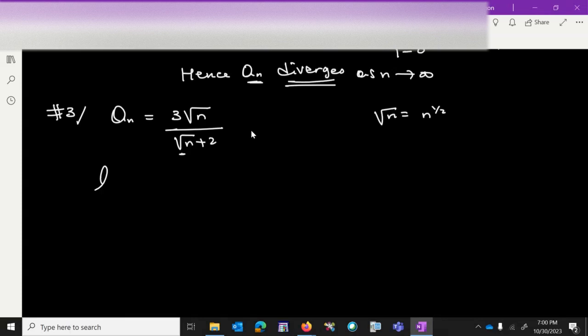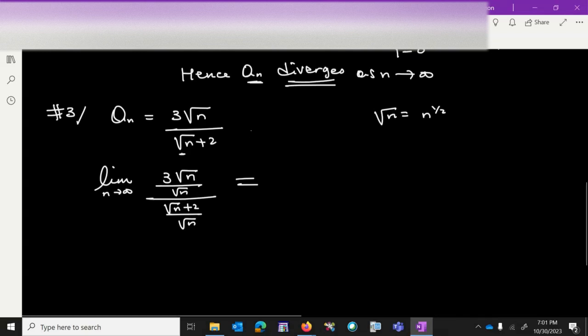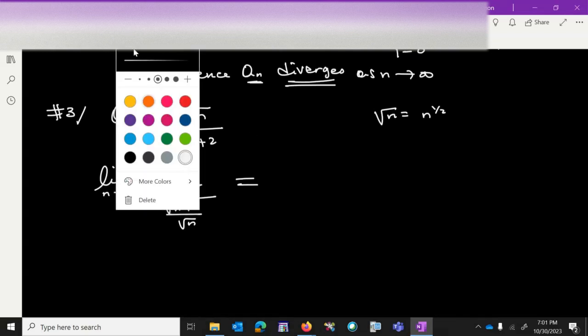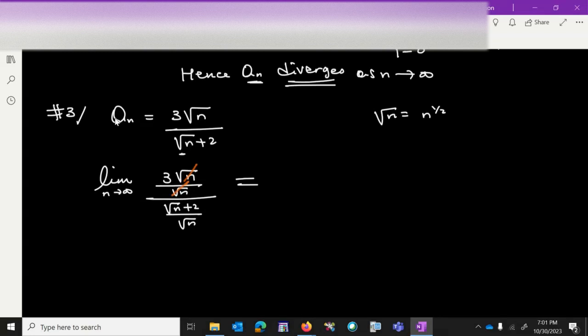So the next step, I can write the limit expression as n approaches infinity of 3 root n over root n plus 2, again over root n, because that's the highest exponent in the denominator to begin with. So this is going to give me this. Now it is time to simplify. This will cancel with this one, so I remain with simply the number 3, over, as n approaches infinity.